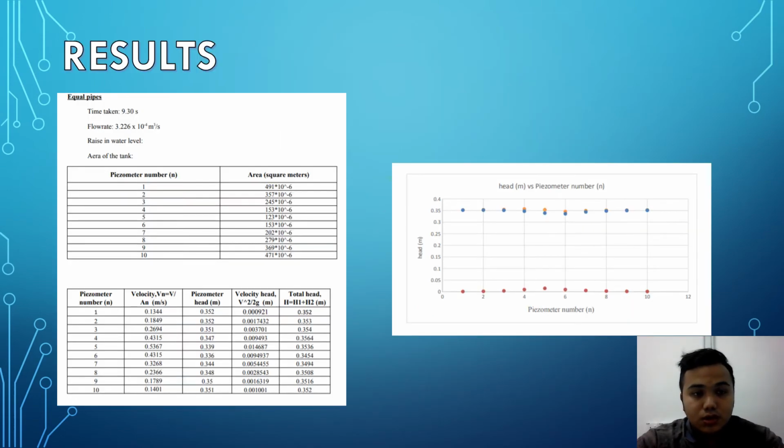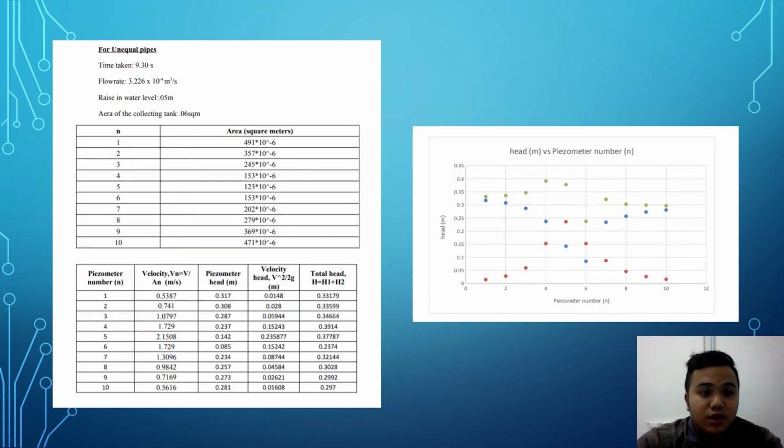So these are the results. As you can see, this is the result for the equal pipes experiment. The time taken for this equal pipe flow is 9.3 seconds, and the flow rate is 3.226 times 10 to the power of -4. And all the values that we get, which are velocity, piezometer head, velocity head, and total head, were observed and calculated during the experiment.